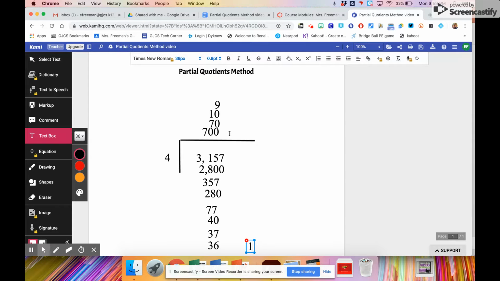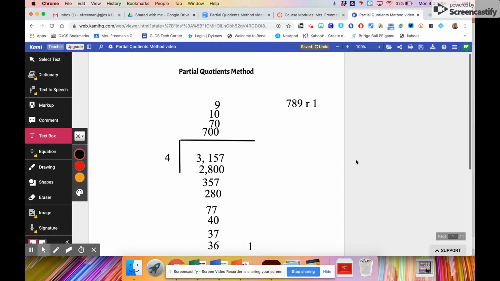I always have the students make a little caret out to the side and definitely have them rewrite those numbers to add them together if needed. But then we can see that my answer would be 789 with a remainder of 1. So that's how this partial quotients method works. Hopefully it's helpful to you to see this example.